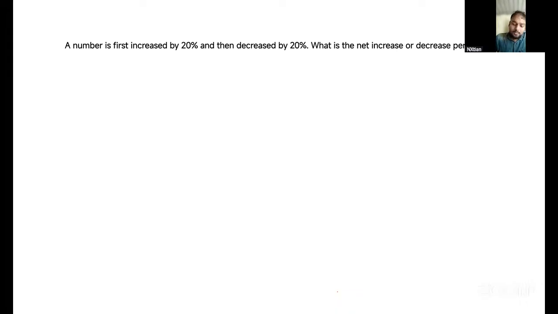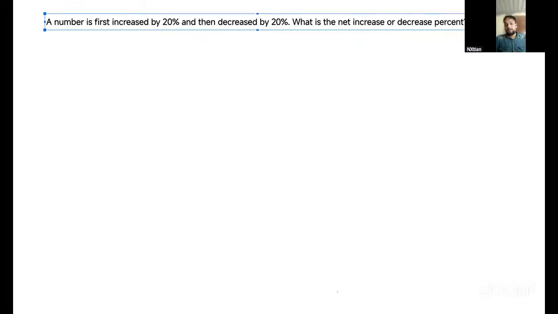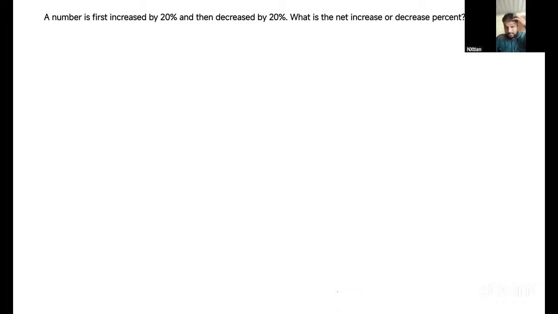Now it is written that a number is first increased by 20% and then decreased by 20%. So what is the net increase or decrease? What mistake students usually make is that they will write that a 20% increase and a 20% decrease will be the same, so there will be no change. Mostly students do it like that, which is wrong.